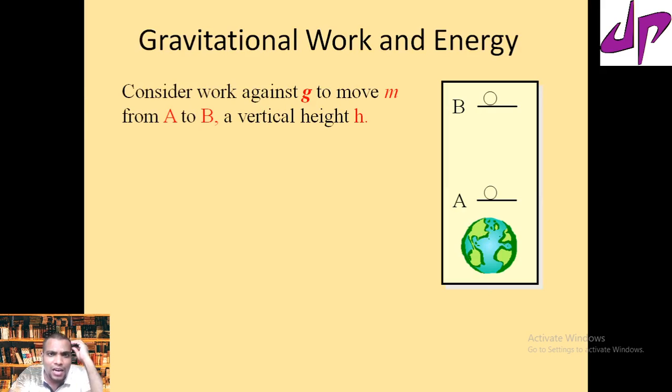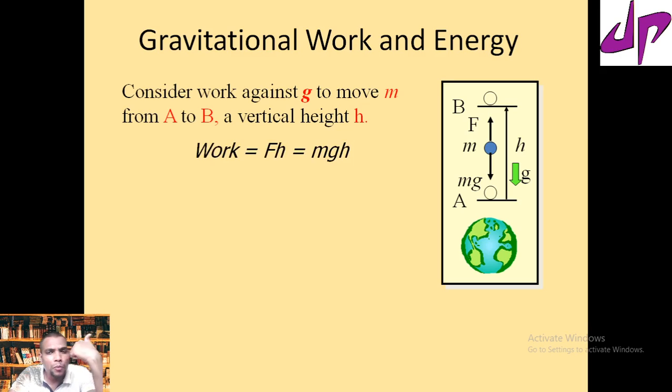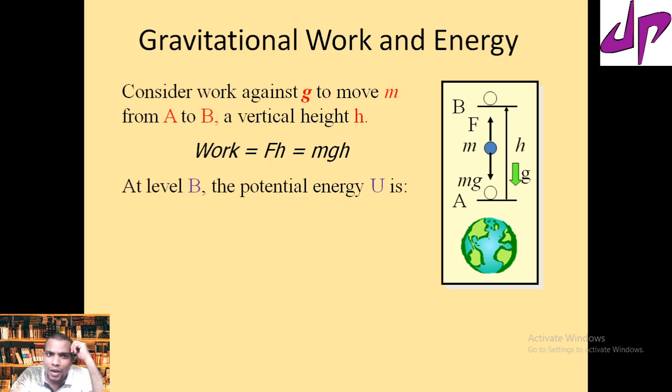Now if you see another example, suppose you want to move an object to a height h, from position A to B against gravity. In this case gravity is acting in the downward direction and you want to do work against gravity. So you are moving the object from A to B. Now the object at point B has potential energy, that is mgh. At level B the potential energy U is mgh, and it's positive work.